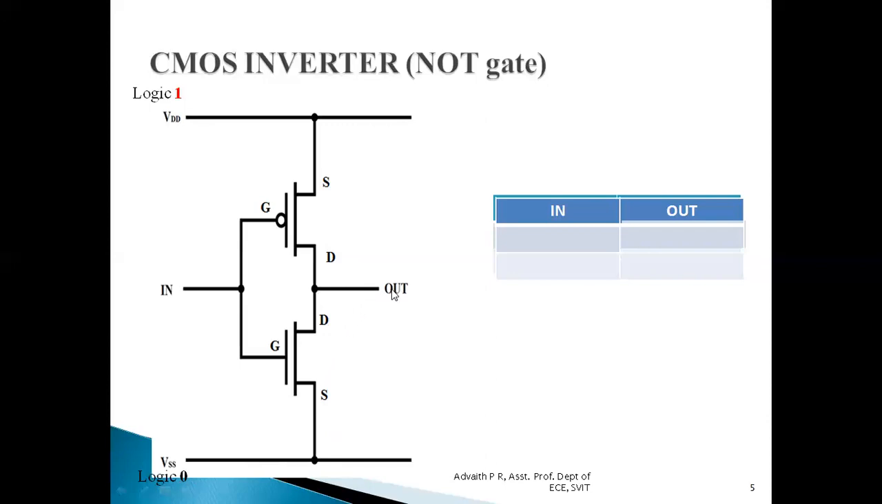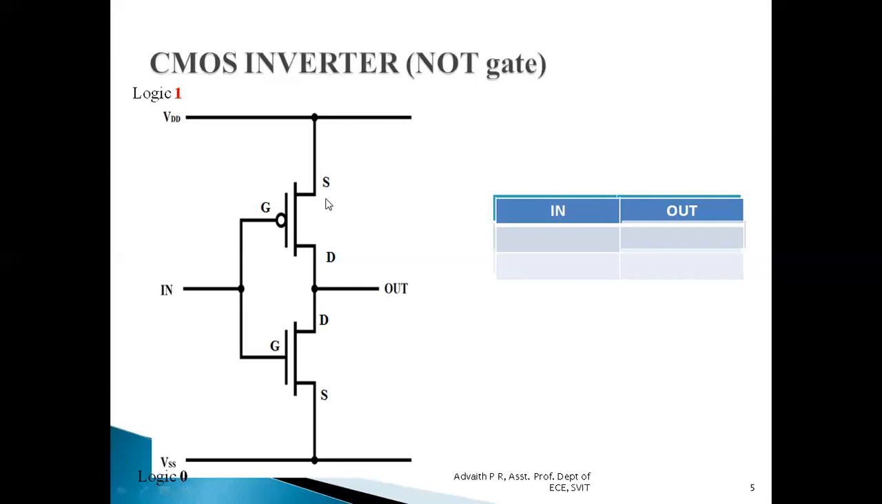The output with respect to the CMOS is always extracted between the pull-up network and the pull-down network. PMOS transistors form the pull-up network. NMOS transistors form the pull-down network. Between the junction of this pull-up network and pull-down network, we will be extracting the output.